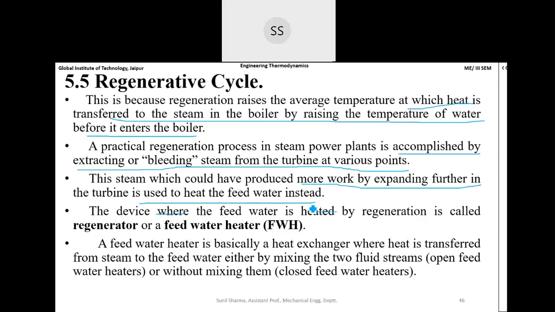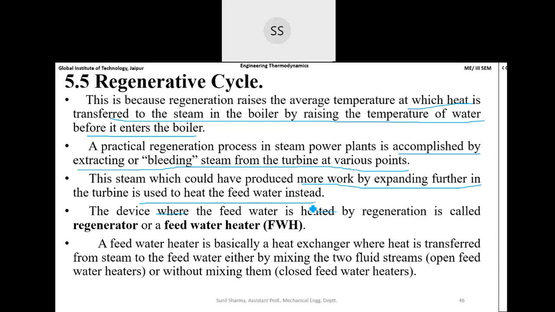तो यहाँ पर नो डाउट जब हम टरबाइन के आउटलेट से ना निकाल के टरबाइन के अलग अलग पॉइंट से जब हम स्टीम को निकालते हैं जो कि और भी काम कर सकती थी, ठीक है, बट हमने प्रेशर डिफरेंस की वजह से उसको पहले निकाल लिया. So that water is actually known as the feed water.